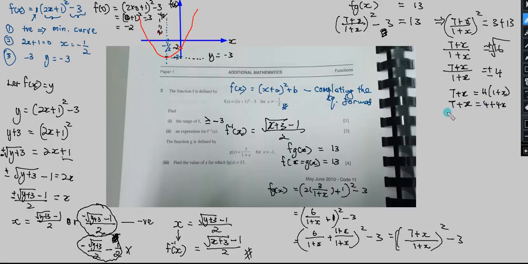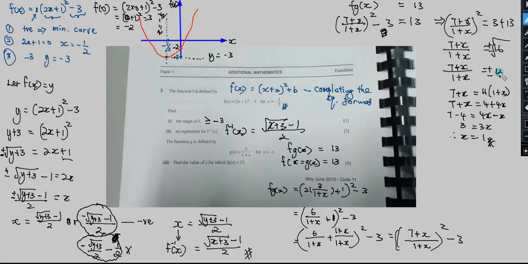So bring this over here. 7 minus 4 is 4x minus x. This bring to the right side. So this becomes 3x, this becomes 3. Therefore, x is equal to 1. Okay? So this is the value.